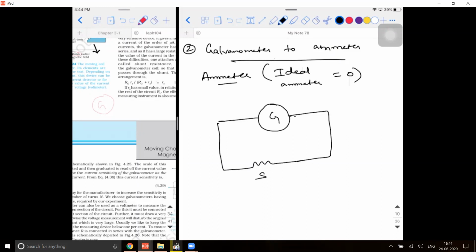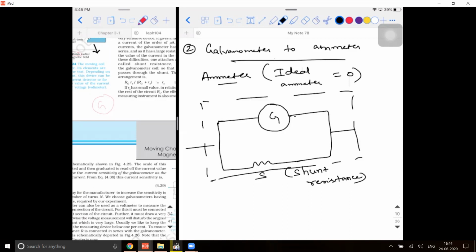a resistor in parallel with this, and this resistor is what is called shunt resistance. Somebody asked me, what is the shunt? Shunt means parallel, means you're trying to divert something. That is the basic meaning of shunt. If you're able to connect it like this, this whole device is what is called an ammeter. That's it. This is the simplest circuit possible.